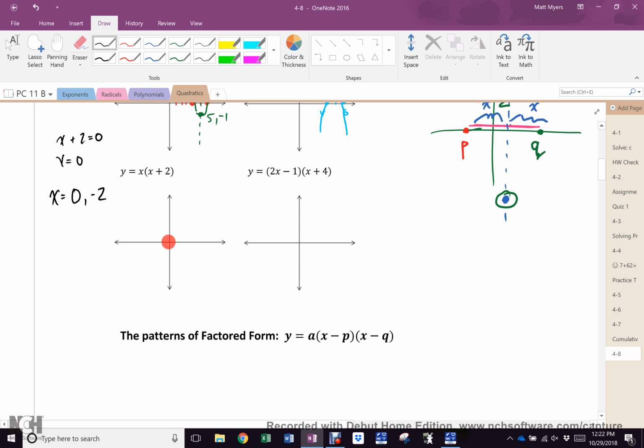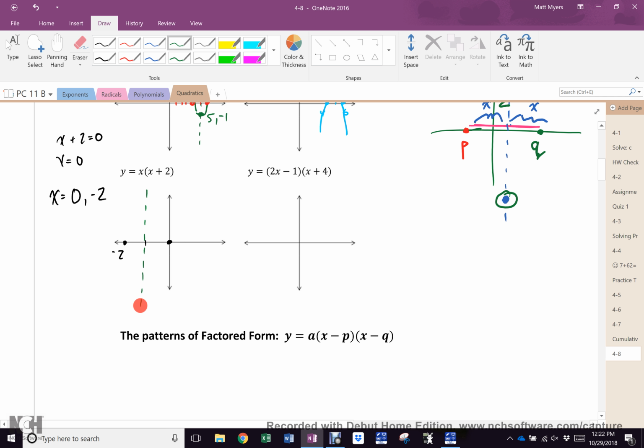So where are my two roots? One is right there, and the other one, I'm going to stretch way out here so it's easy to see, negative 2. Everyone is good? Okay. Where does the vertex have to be? Right between the two of them, yeah? Just by counting. So I know my vertex is here.